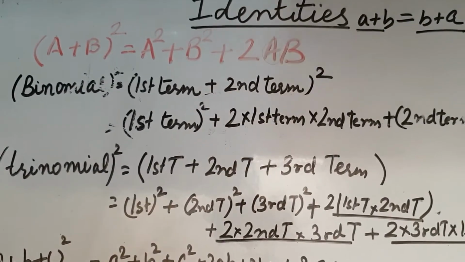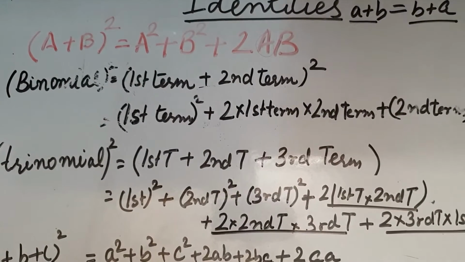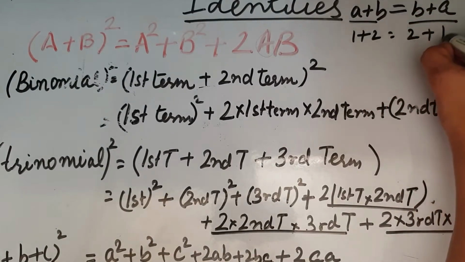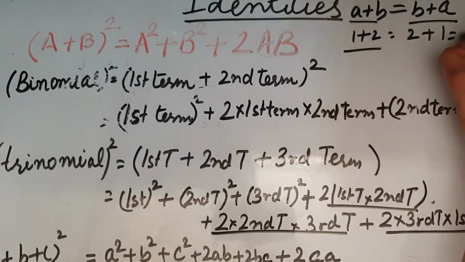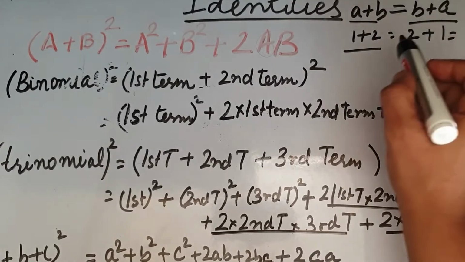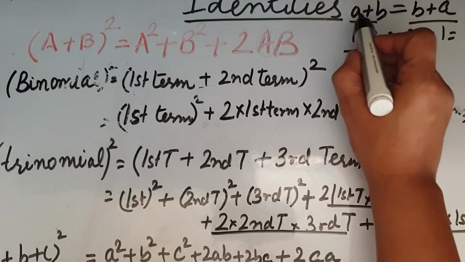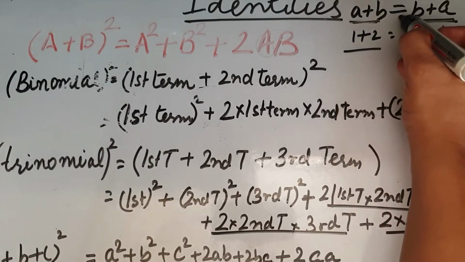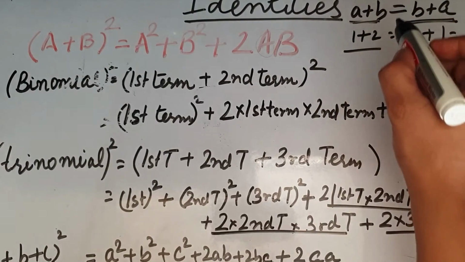That is called the identities. For example, if you write 1 plus 2 or 2 plus 1, they will remain the same always, whether you go this way or that way. So that is called the identities. And so we can have another way of writing the same thing and the equality without any change in the equality.